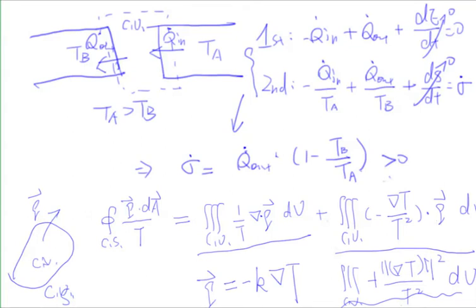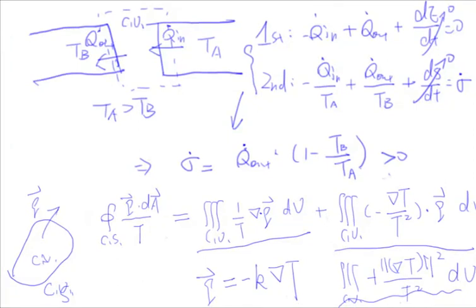And basically this part tells us that the only way to transfer heat without creating entropy is to have an infinitely small temperature gradient. That was entropy. Now let's take a look at exergy.